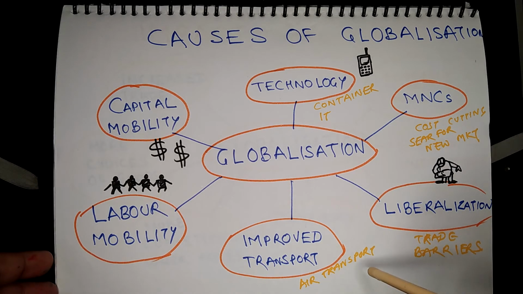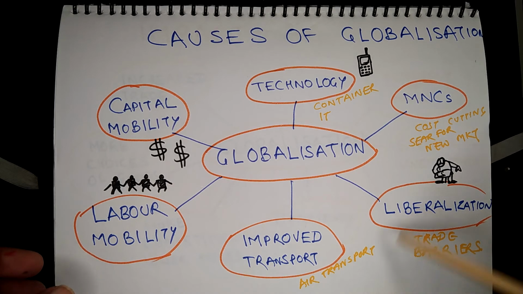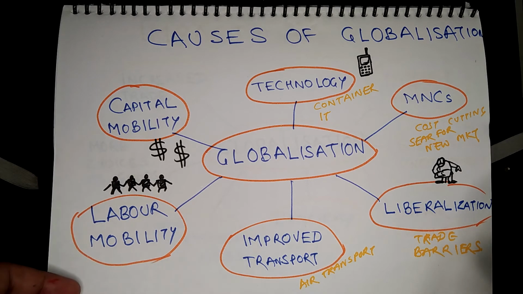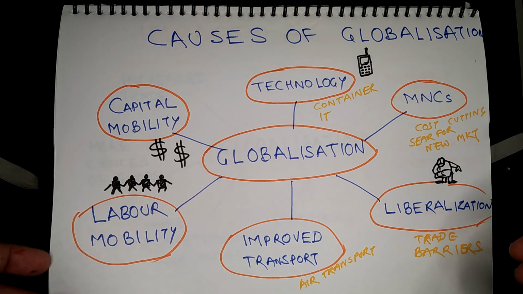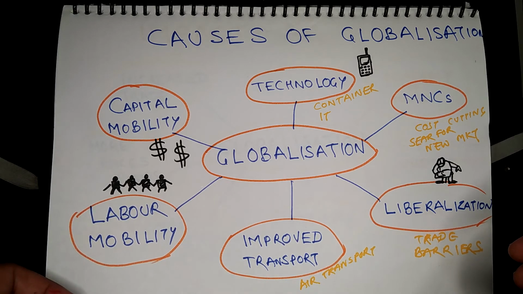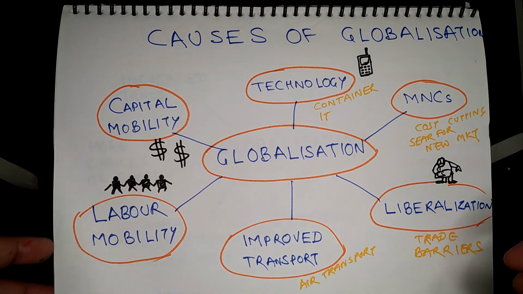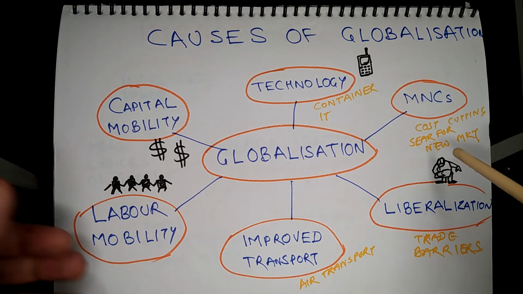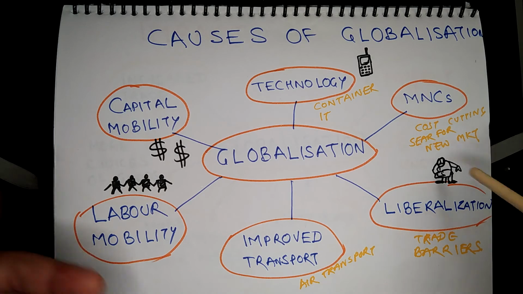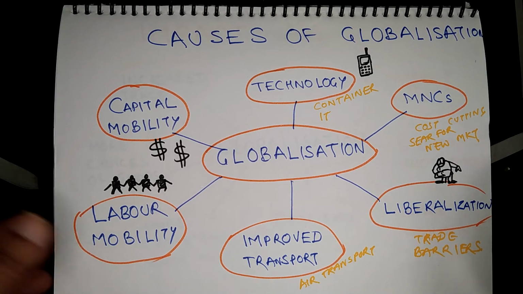Then the transport sector also improved. Airfares went down. The cost of transporting goods through air transport went down. Then improved and better cargo ships were designed to facilitate smoother movement of goods, and all of these factors helped in increasing the degree of globalization around the world.